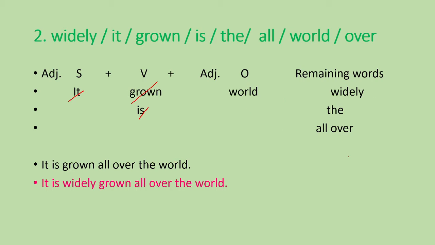And out of the remaining words, it becomes clear that it is grown all over the world. So let's write all over the world. And now one word is left, that is widely. So where to write widely? Let's read the sentence and we'll come to know where we can write widely. So it is widely grown all over the world, and this becomes our sentence.